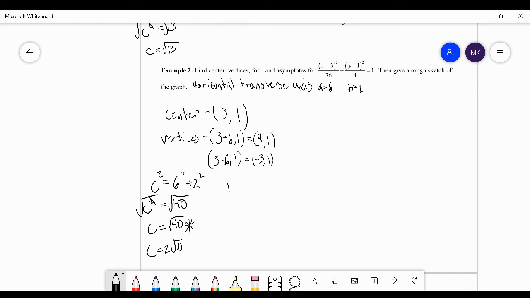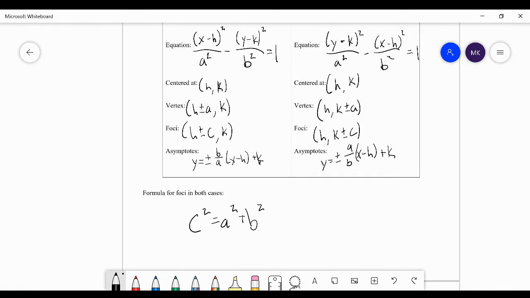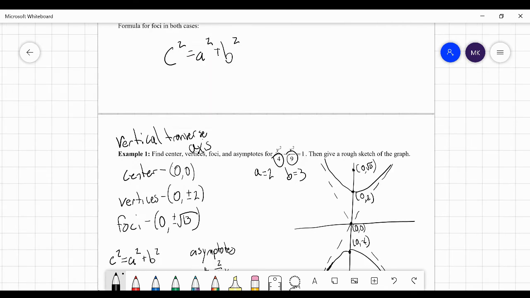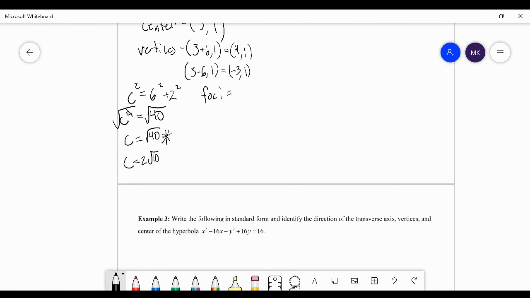So now our foci, which if we go back up here, our foci are at H plus or minus C, comma K. So basically the same exact thing that we did for our vertices, except instead of plus or minus A, plus or minus C. Now, because we don't have a nice number here, because we have square root of 40, I'm not going to do them individually like I did for the two vertices to get these exact points. I'm just simply going to write them as 3 plus or minus the square root of 40, comma 1. And that's it for the foci. That's all we have to do.